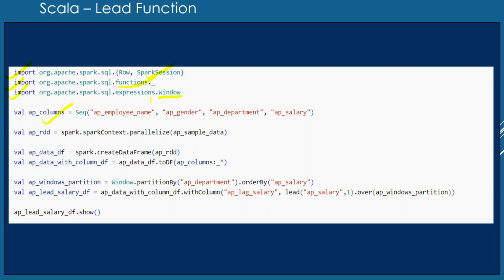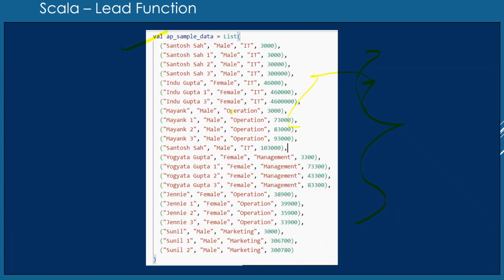This is the sequence which we have created. It has four values: employee name, gender, department, and salary. These are the names of the columns which we are going to create. We will use these as column names whenever we create the data frame with the help of this sample data.